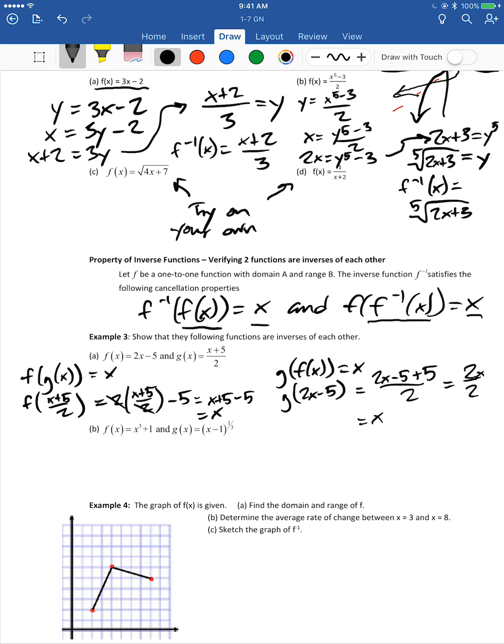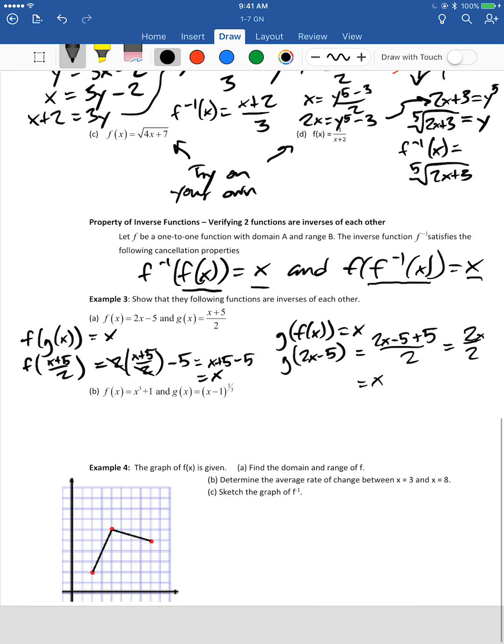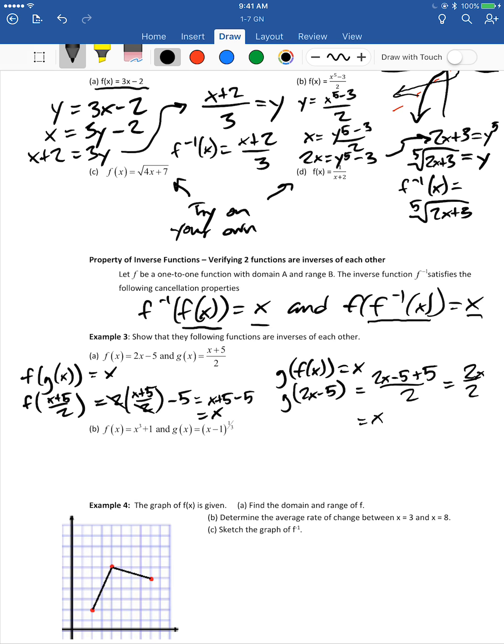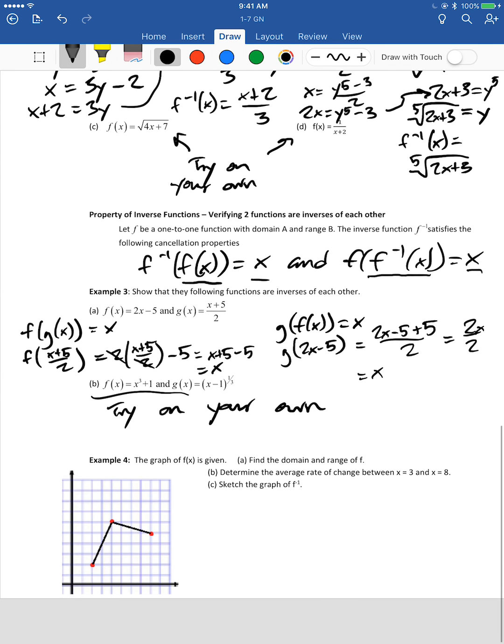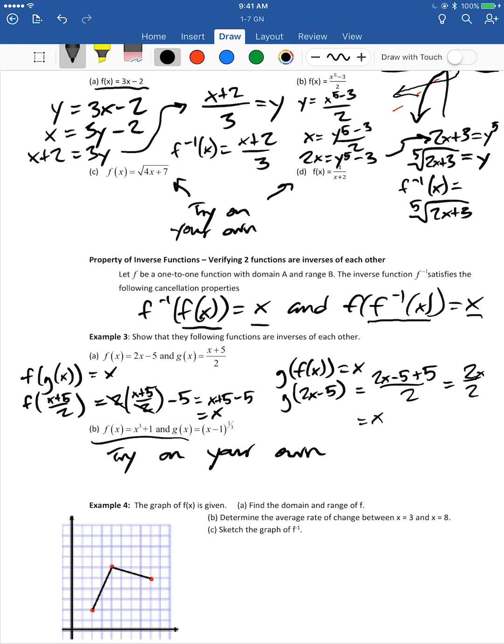And I'm done. So if you see a question like that, that's all you need to do. You are composing the two functions in both orders, and if you get x as your final answer for both of them, then you're good. I'm going to have you do B on your own. And we're going to finish by talking about this last example, example 4.